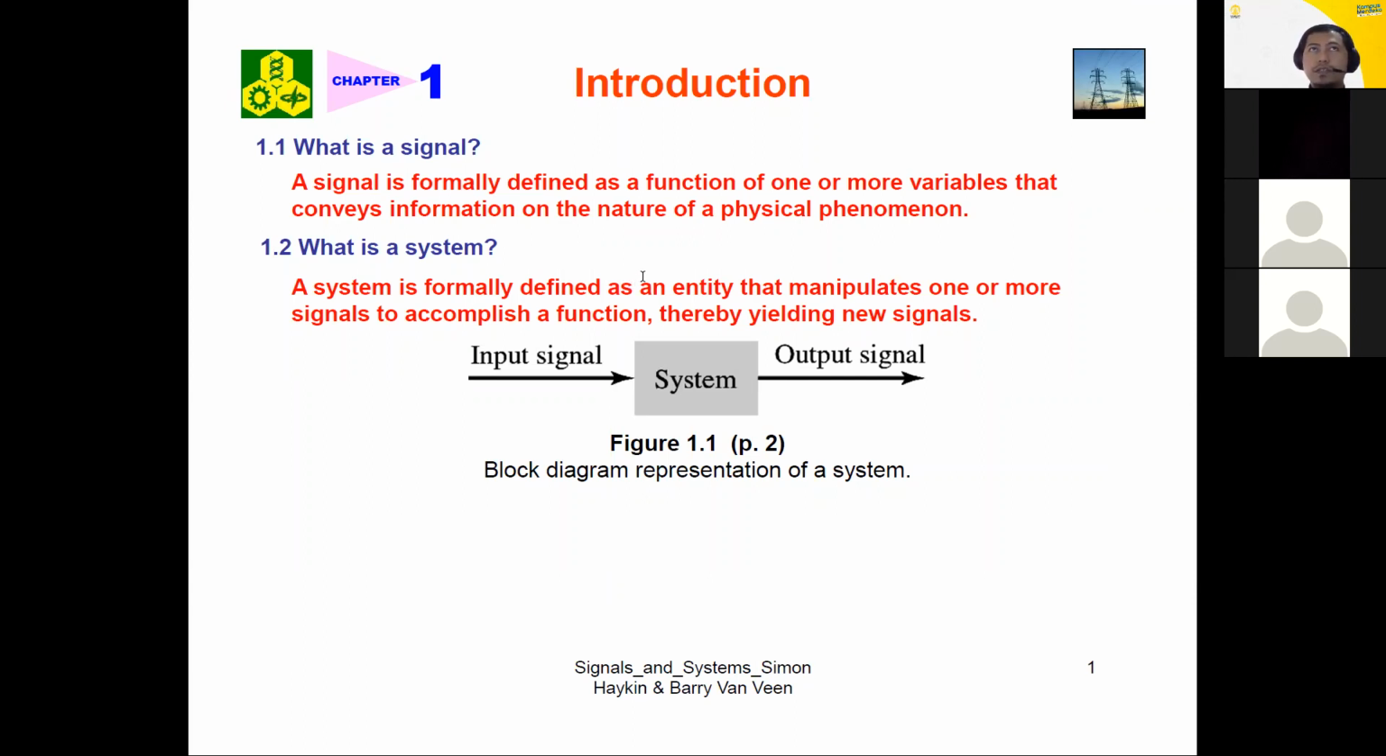Let's start with the introduction. Actually, what is a signal? Formally defined as a function of one or more variables that convey information on the nature of a physical phenomenon. Okay, everybody got it? Let's explain more clearly about this.